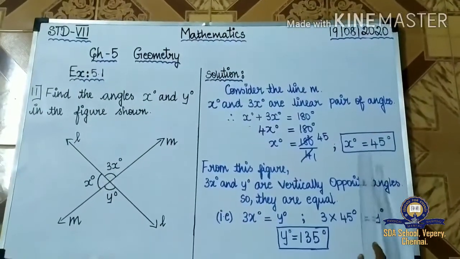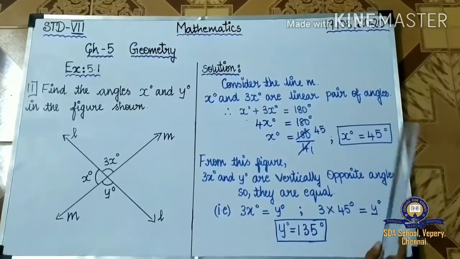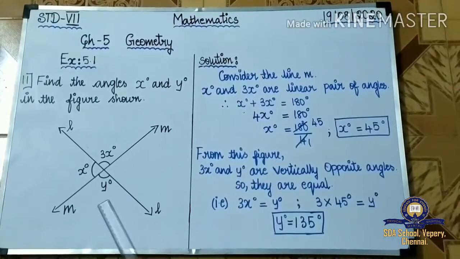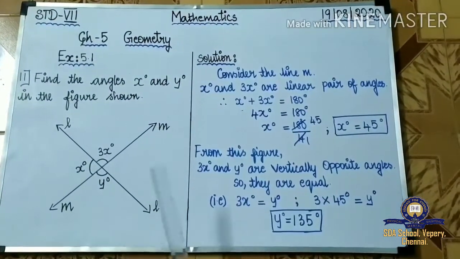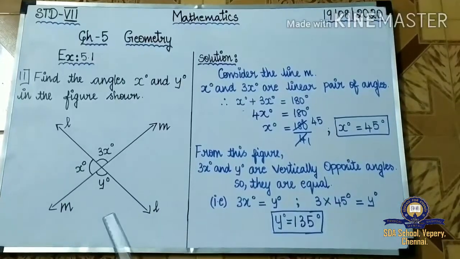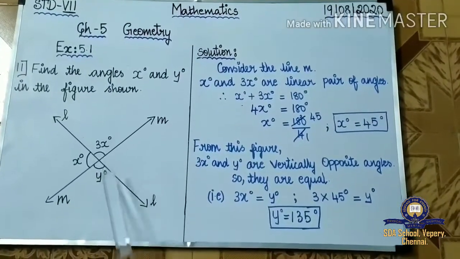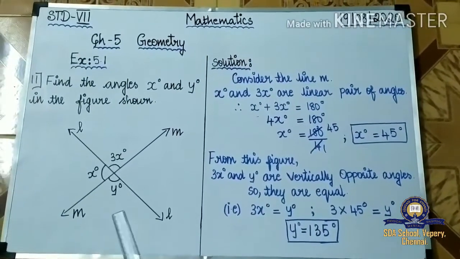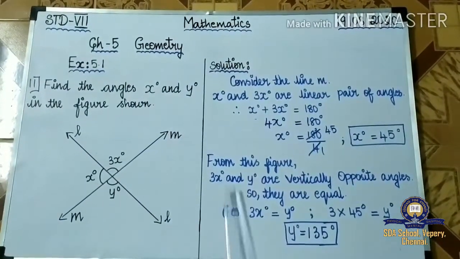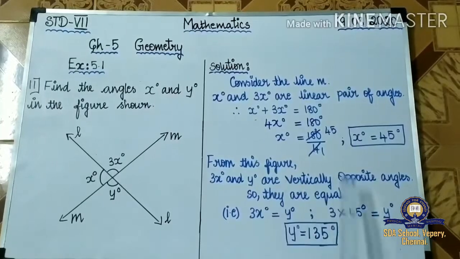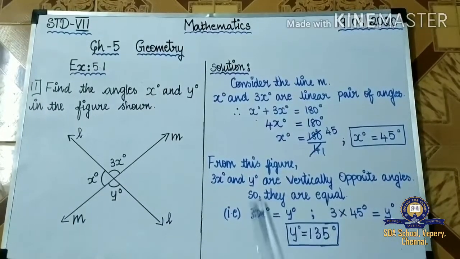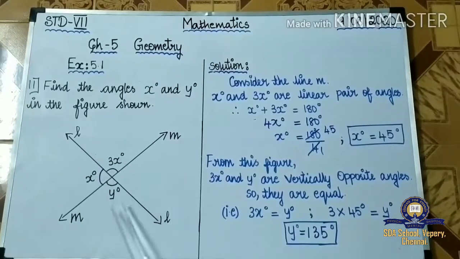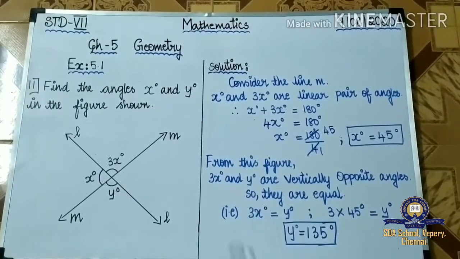Now we have x degree equal to 45 degree, right? Yes, we move on to the next angle, y degree. See, from this figure, 3x degree is vertically opposite to y degree, right? So this is the opposite angles. So 3x degree and y degree are vertically opposite angles. So they are equal. Equal means 3x degree is equal to y degree.